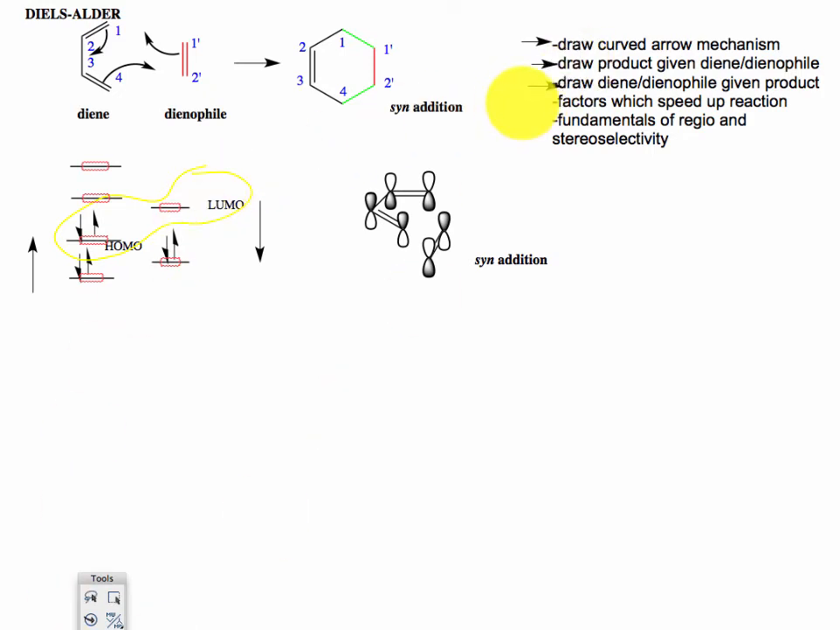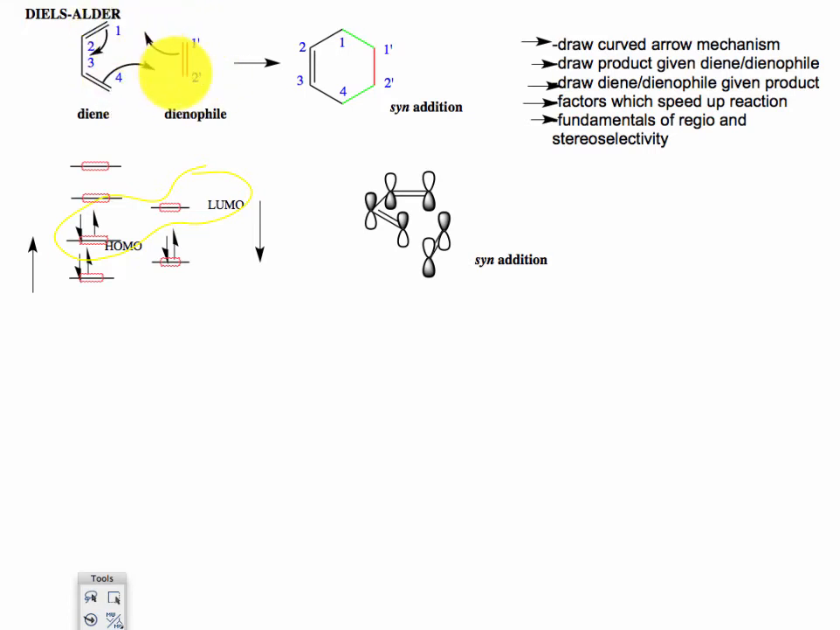In addition, we'll talk about factors which speed up a reaction, and that is those same factors that lower the energy of the LUMO and raise the energy of the HOMO, as well as the fundamentals of regio- and stereoselectivity. For example, if I substitute specifically at the 2' position, does that end up actually attaching to 4 or to 1?